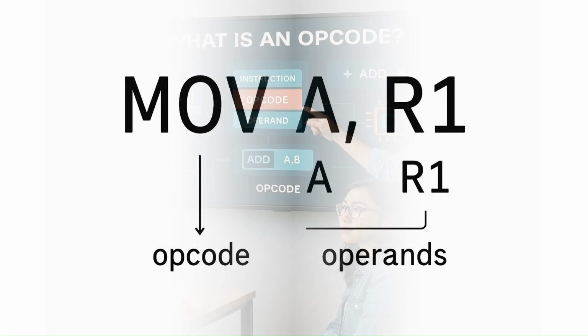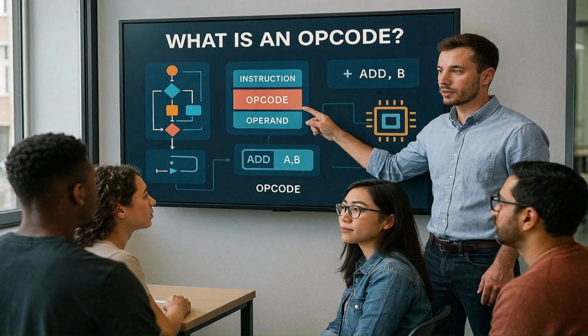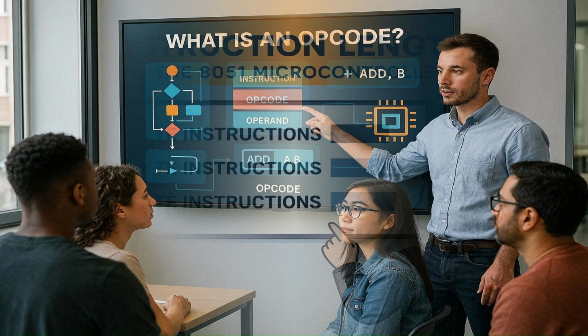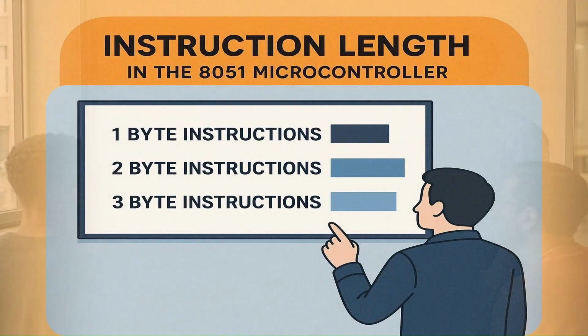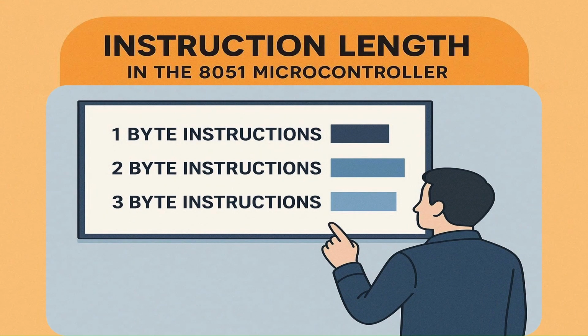What is an opcode? Opcode stands for operation code. It is the binary code that represents a particular instruction. When the CPU reads an instruction from memory, it first interprets the opcode to determine which operation must be executed. Instruction length. In the 8051 microcontroller, instructions can have different lengths depending on the operation and operands. The instruction length refers to the number of bytes required to store the instruction in memory. There are three types of instruction lengths: 1 byte instructions, 2 byte instructions, and 3 byte instructions.